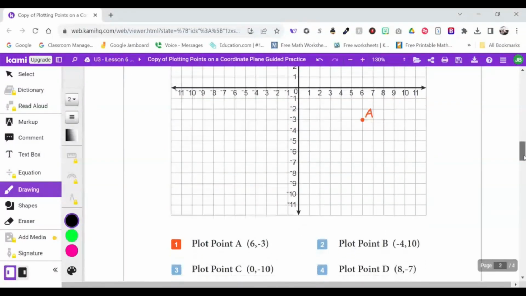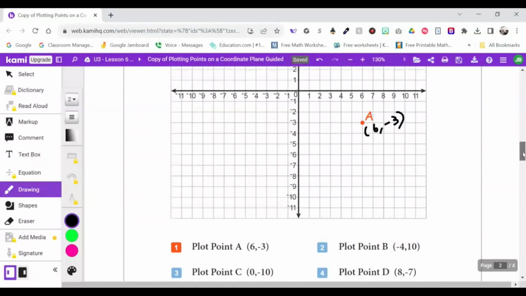Okay, so on number 1, they did that for us. They wanted us to plot the point (6, -3). So we start at the origin. We go 6 in the positive direction in x, and in y we go -3. So this point is at (6, -3).